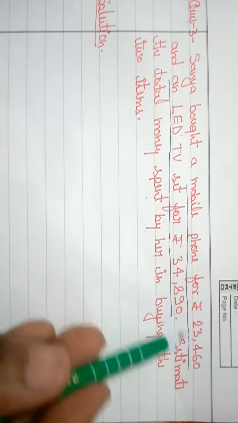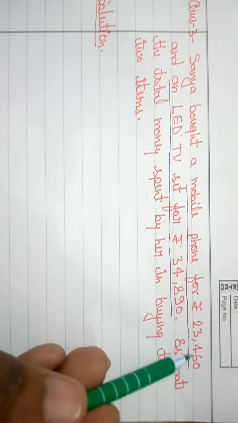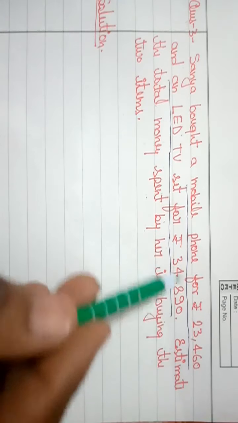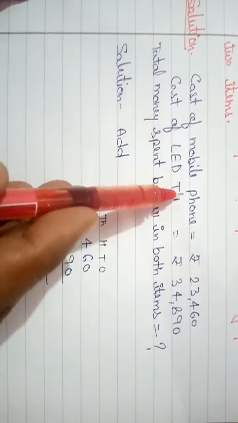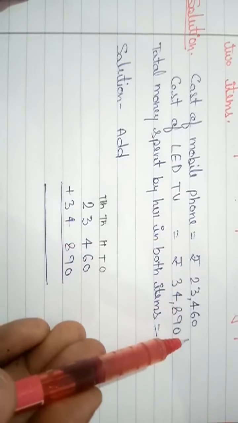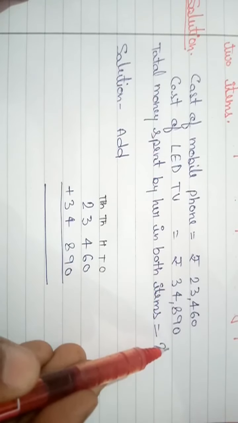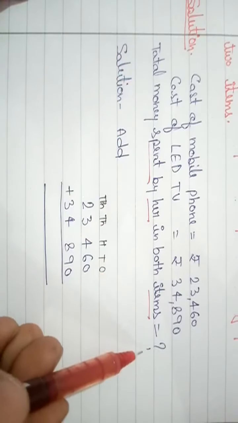You are seeing here the digits are in thousands periods. It is ones, tens, 100, 1000, 10,000. It has a thousands period and this one also has a thousands period. So we will find the answer in the nearest 1000. Here I wrote the cost of the mobile phone is 23,460. The cost of the LED TV is 34,890. So we have to find the total money spent by her in both items.